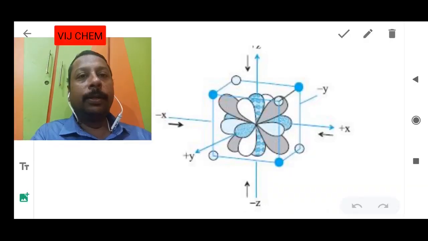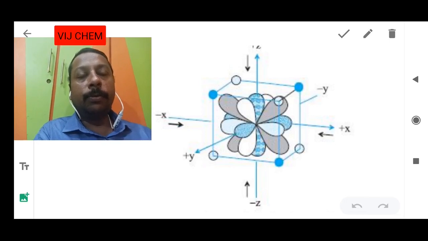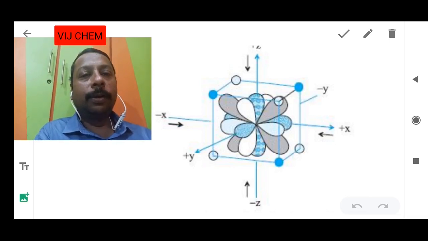Okay students, now here we are with another screen. Now this is for the tetrahedral field, tetrahedral complex. Now I will ask you a question: in a tetrahedral complex, how many ligands will be there? If you don't know, common sense should allow you. Tetra means 4. Okay, so there will be how many ligands? 4 ligands will be there.